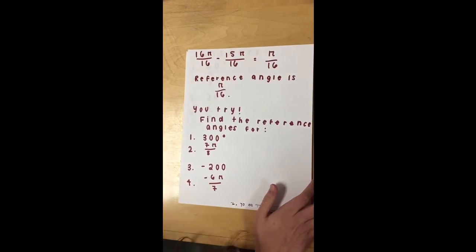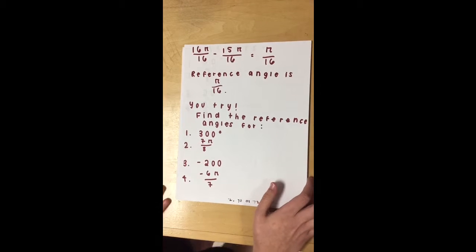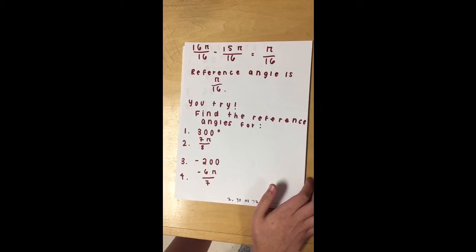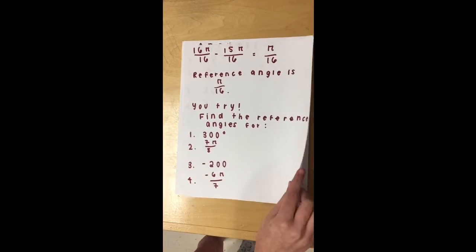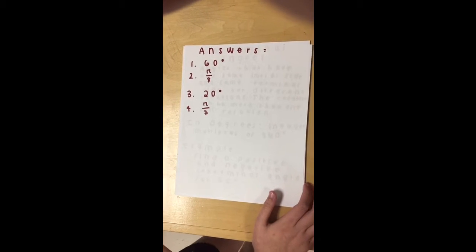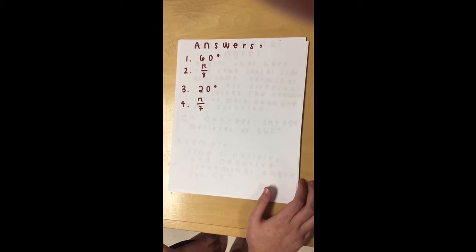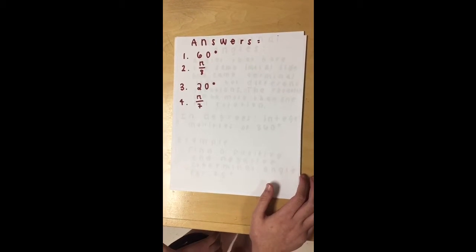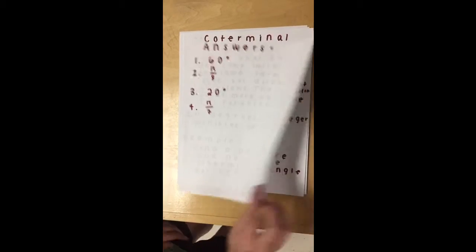So now here are some you-tries, and just pause the video if you want to try them. And here are the answers. For the first one, it's 60 degrees. The second one is pi over 8. The third one is 20 degrees. And the fourth one is pi over 7.